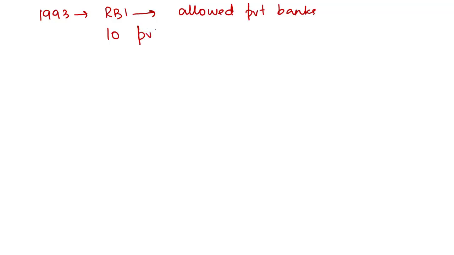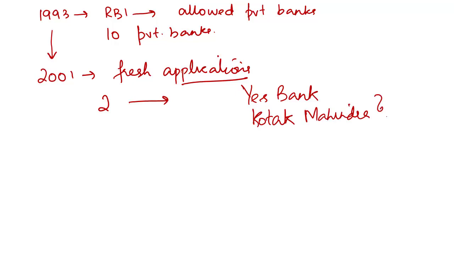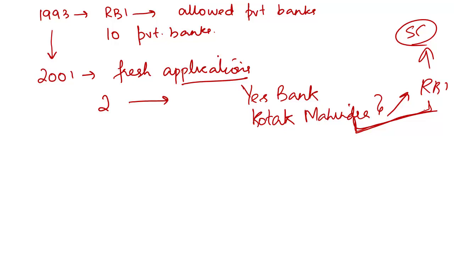The year was 1993, and the Reserve Bank of India allowed private banks in India again. And what happened? 10 private bank licenses were given. Fast forward to 2001, fresh applications were issued by the Reserve Bank of India, and 2 banks started. One, which is in controversy right now, the Yes Bank, and the other, which is also in controversy, Kotak Mahindra. Kotak Mahindra has also dragged Reserve Bank of India to court, although now they have settled the matter outside the court, but that's not the point of our discussion right now.